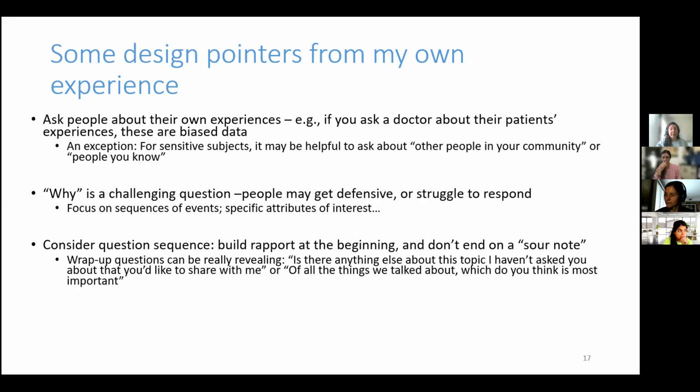It is really important in qualitative work to think about the sequence of questions that you ask. And it's like a real rhythm of a conversation. So I'd say the 2 most important things are to build rapport at the beginning and not ending on a sour note. So building rapport at the beginning is asking warm-up questions. It's getting the person comfortable talking to you. It's introducing them to the sorts of things that you're interested in. And then not ending on a sour note.